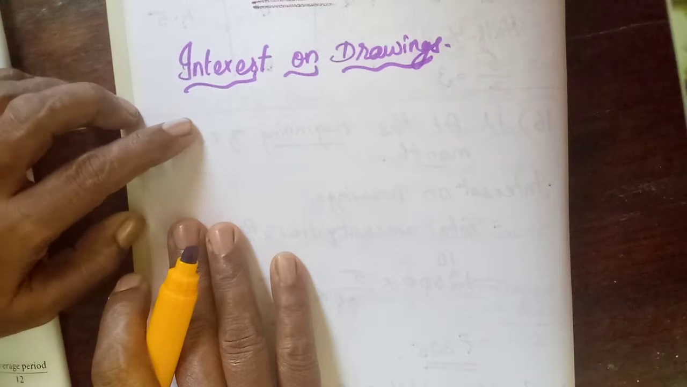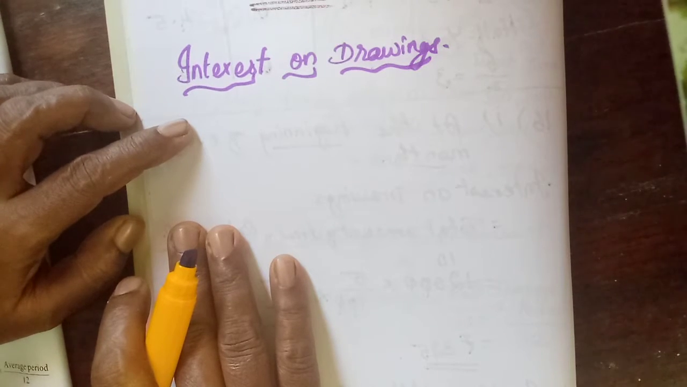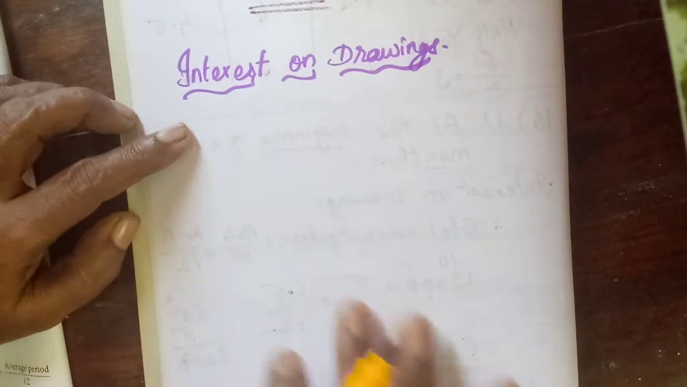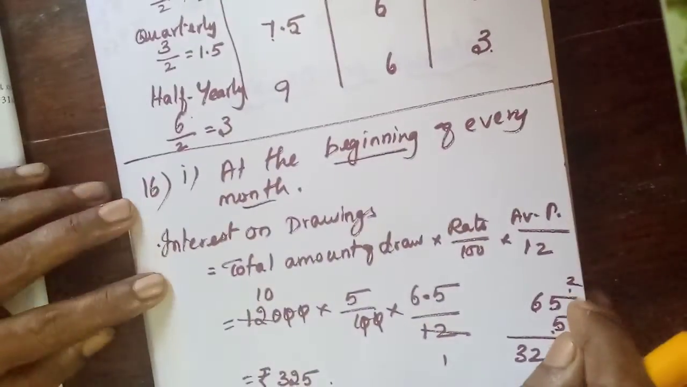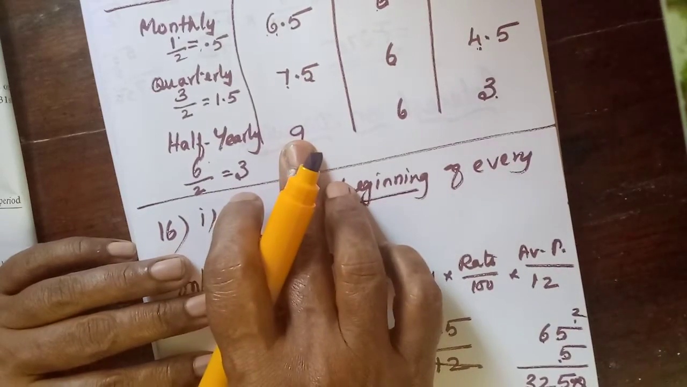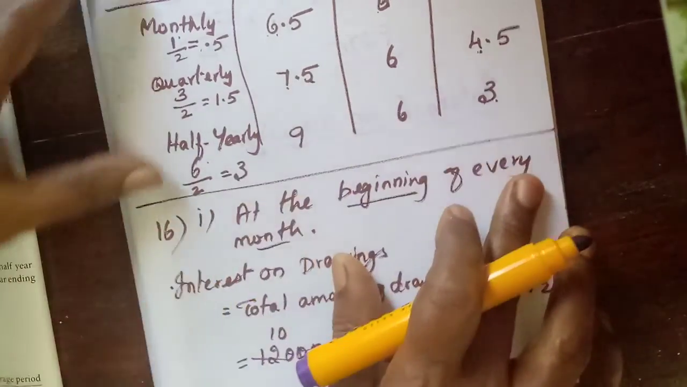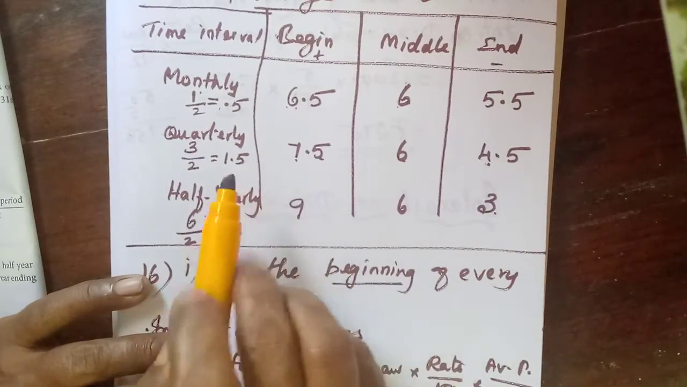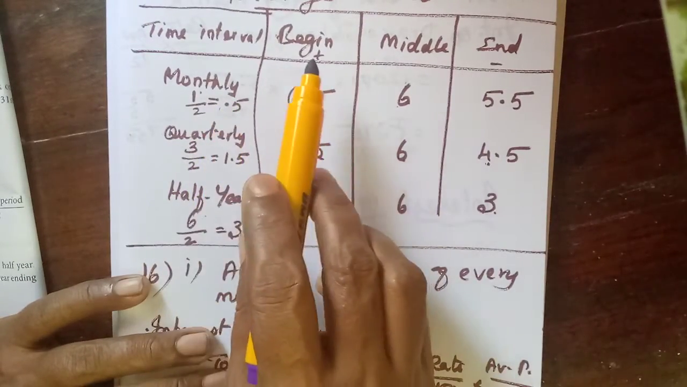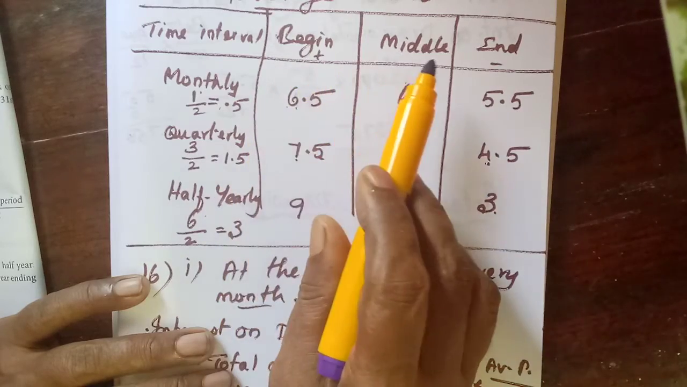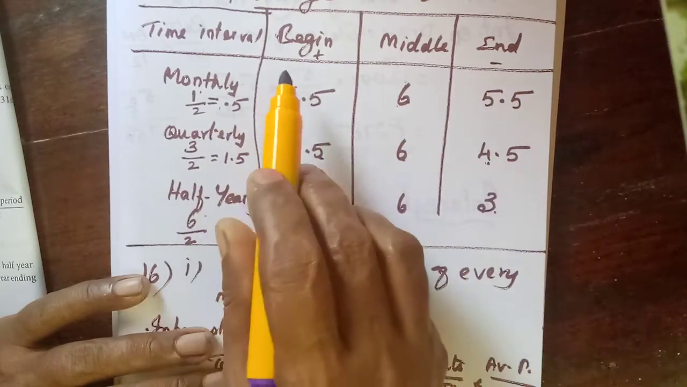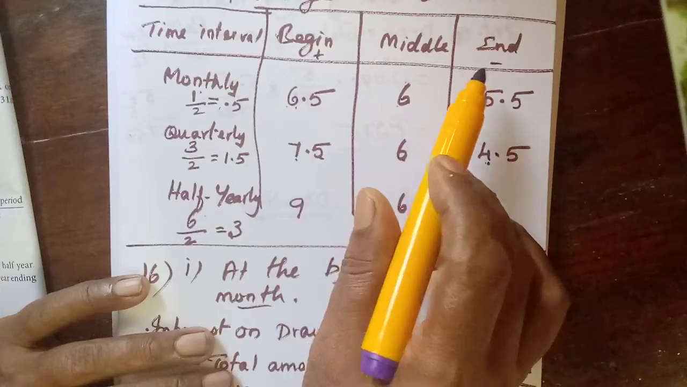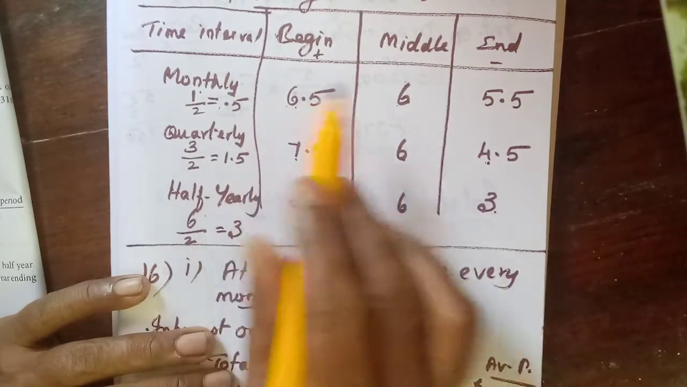So, today, before commencing the class, I want to have a recap of what we have learned the other days. Only then you can do the problem easily. We are calculating interest on drawings as per the average period method, isn't it? Here, this table you have to know. If it is monthly, then the average period is divided into three: beginning of the month, middle of the month, end of the month. If it is quarterly, beginning of the quarter, middle of the quarter, end of the quarter. If it is half yearly, beginning, middle, end.